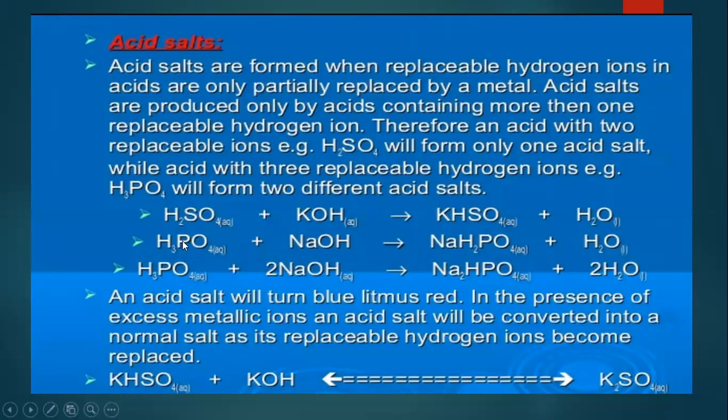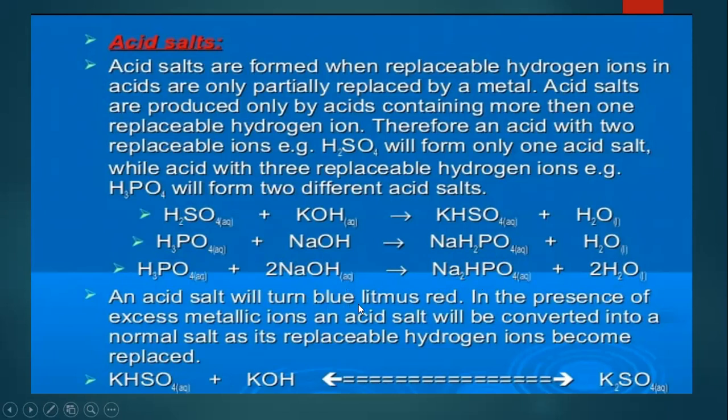In the same way, H3PO4 has 3 hydrogen ions in its formula, of which 1 is replaced by 1 sodium ion, and the product is NaH2PO4. Now this is an acid salt as it has 2 hydrogen ions. In the next step, when excess of base is used, 1 more hydrogen ion is replaced and the product is Na2HPO4. Still, it is an acid salt as it has 1 hydrogen ion in its formula.